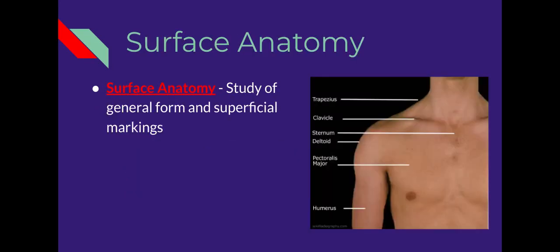Next, let's look at macroscopic or gross anatomy branches. Surface anatomy is first. Surface anatomy is the study of general form and superficial markings. So there are parts of your body that you can visibly see through the skin. You know the location of your clavicle. If you look at the back of your neck, you can see your trapezius. Your sternum is in the center of your chest. And there are other features that you can see as well.